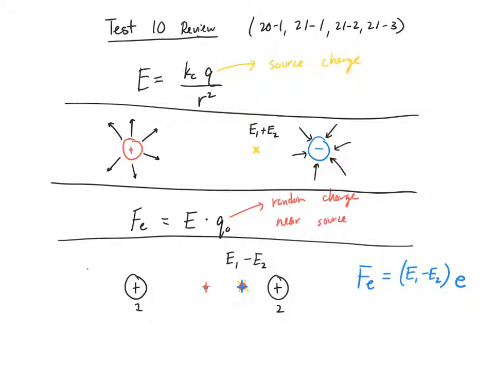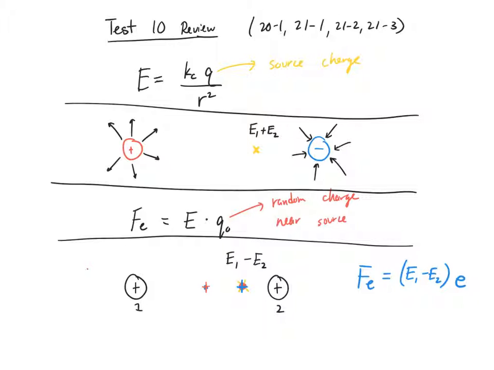Again, Fe stands for electric force. This e stands for the fundamental proton charge, 1.6 times 10 to the negative 19. E1 minus E2 is the overall field felt at this location, which we wrote up a minute ago. So the overall field times the charge on the particle that's brought to that location will give you the force felt on that particle. Alex?